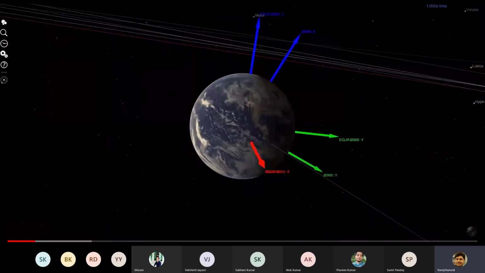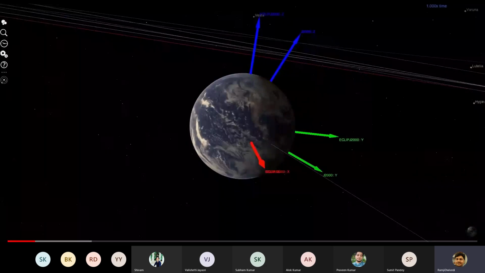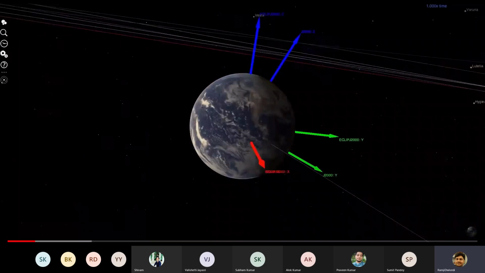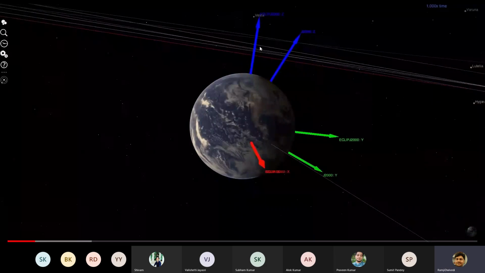Then you have a different XYZ frame. Obviously, the X is the same here also because it is the intersection of the ecliptic and equator. So X is the same for both. You see here, they are merged. The ecliptic J2000 X is merged with the simple J2000 X. So X is merged, but obviously Z is different here.